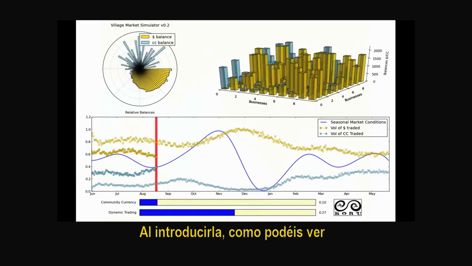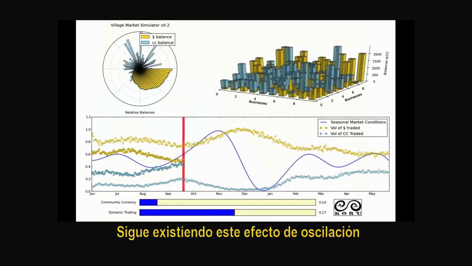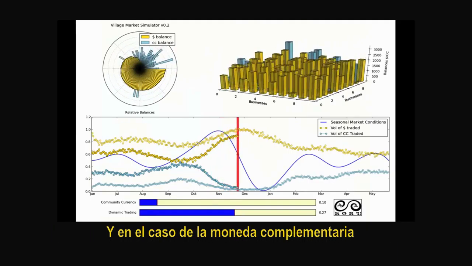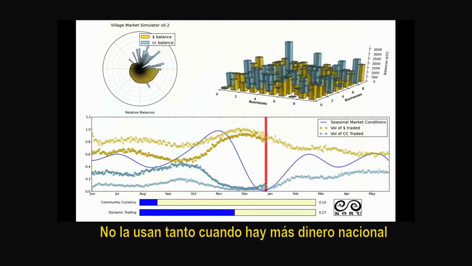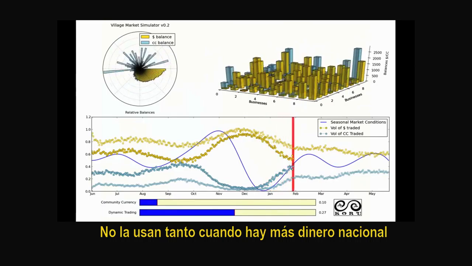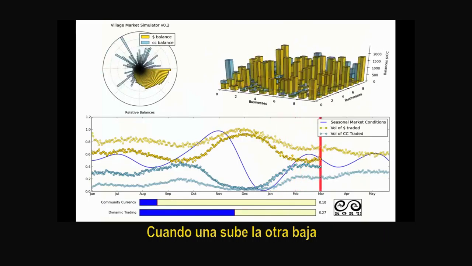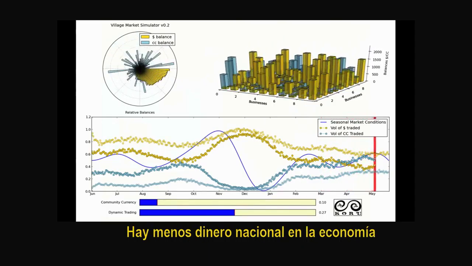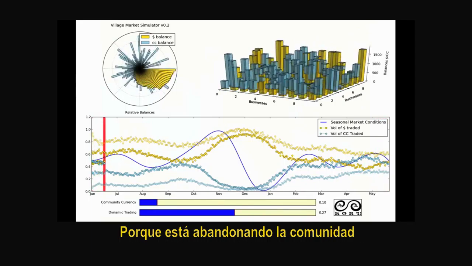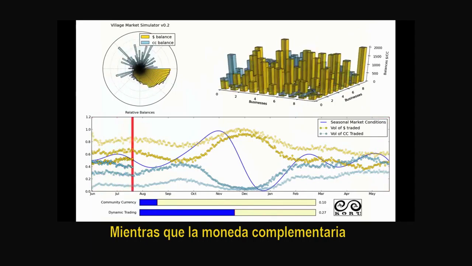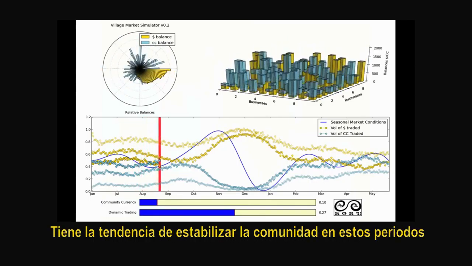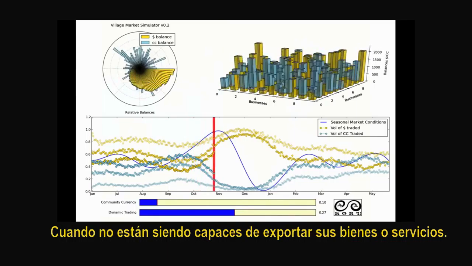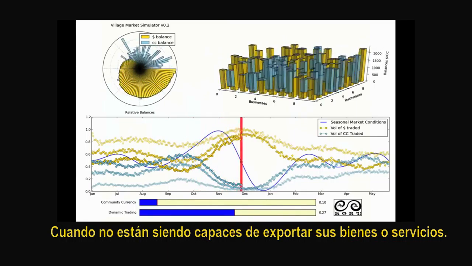And as you can see, there's still this sort of oscillatory effect. There's more money around December and less money around January, and with the community currency, people don't use it as much when they have more of the national currency. So it's sort of counter-cyclic. When one's up, the other's down. And as time goes on, there's less and less of the national currency in the system because it's leaking out. The complementary currency or community currency begins to really stabilize the community when it's in these periods where they're not able to export their goods or services.